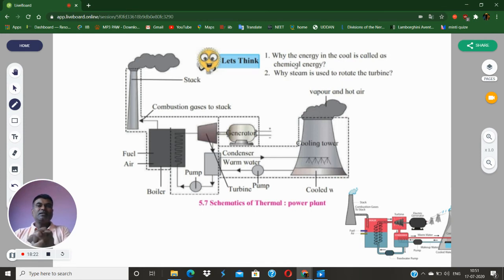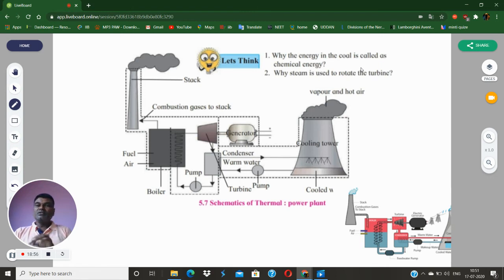Again we have asked some questions here. Why is the energy in coal called a chemical energy? Because when you burn the coal we do not regain it, it is one of chemical change, a complete change, we do not obtain the fundamental properties. Because when we burn the coal we obtain heat and ash, which means the ash we have not regained, we have not reused.